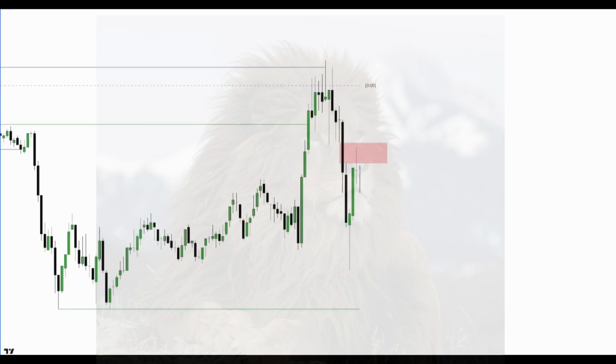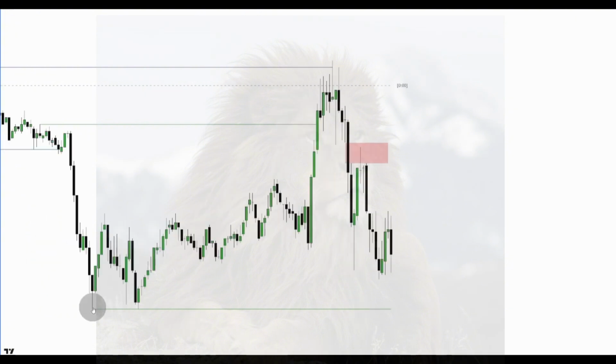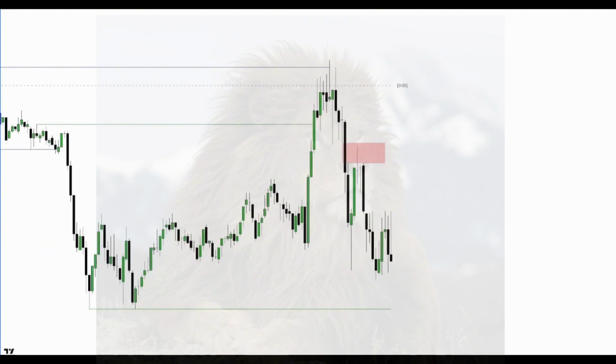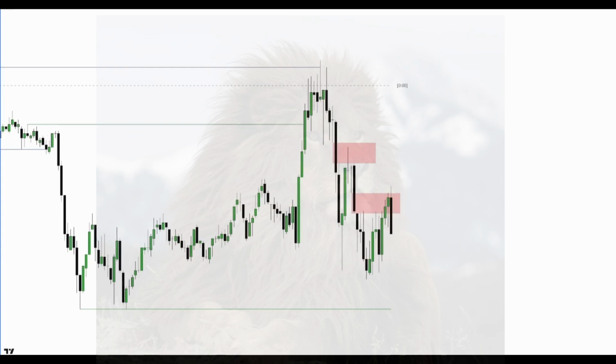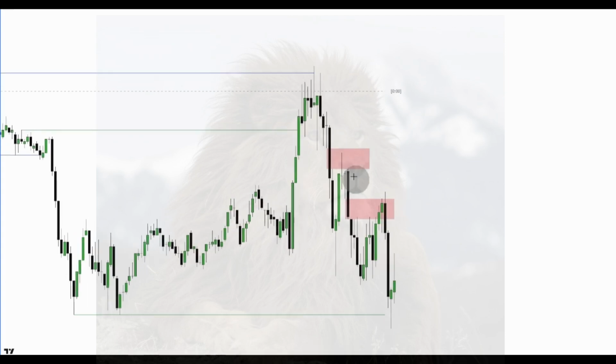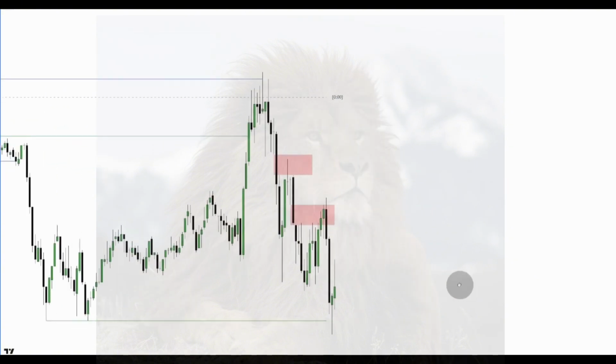The most important liquidity pools. Not all liquidity is equal. Some levels carry far more weight than others. For example, the previous month's high or low is a massive liquidity pool. Institutions know that traders across the world are watching these levels, placing stops around them and waiting for a breakout. The same applies to the previous week's high or low and the previous day's high or low.